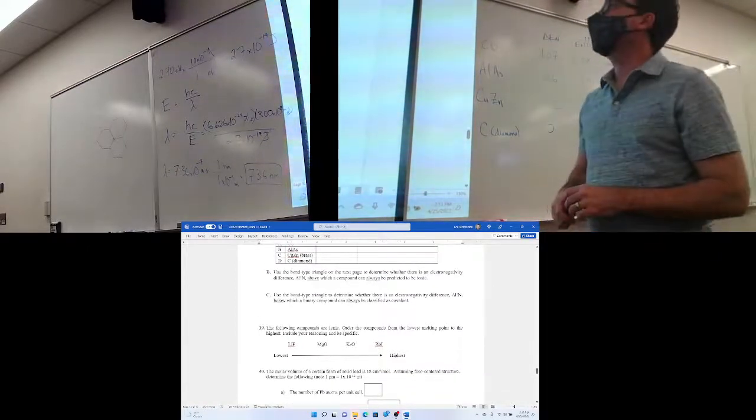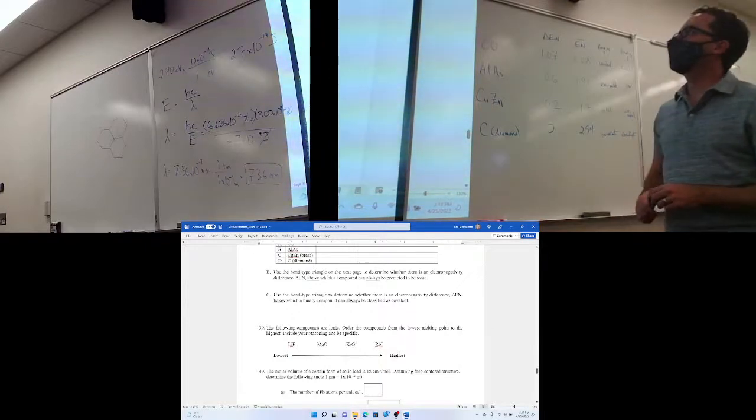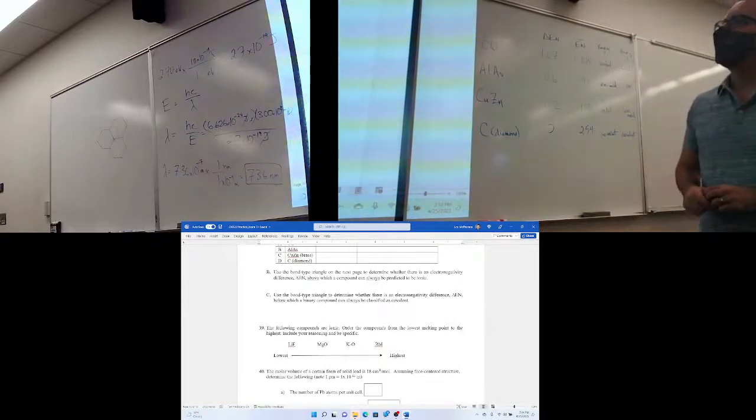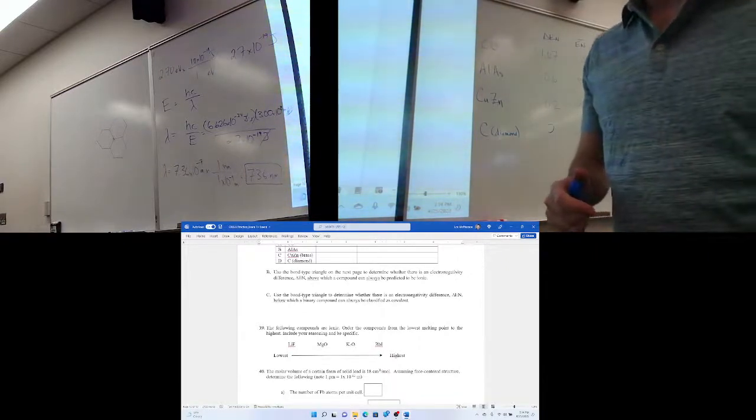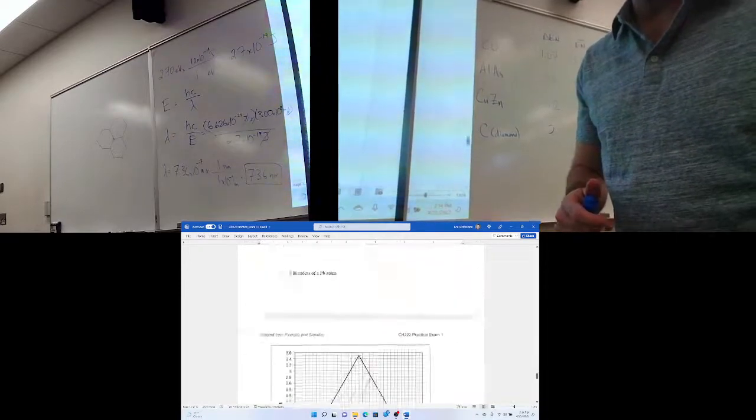So B, I guess, use the bond type triangle to determine whether there is an electronegativity difference above which a compound can always be predicted to be ionic. So is there a delta EN where you can always say it's ionic?